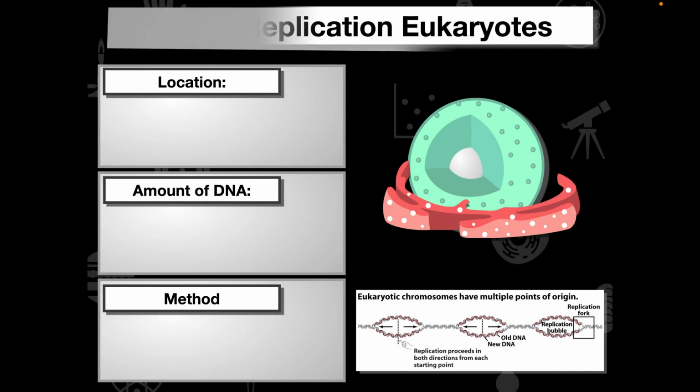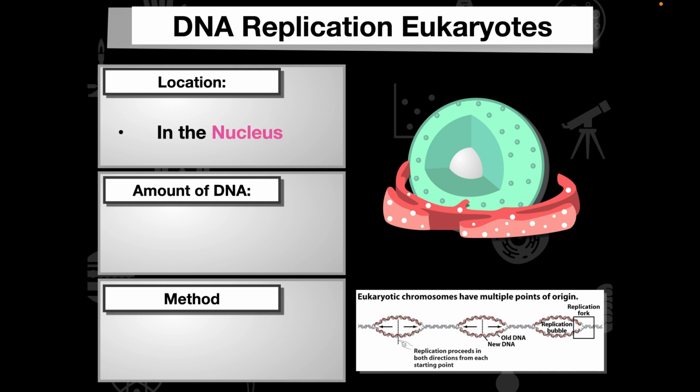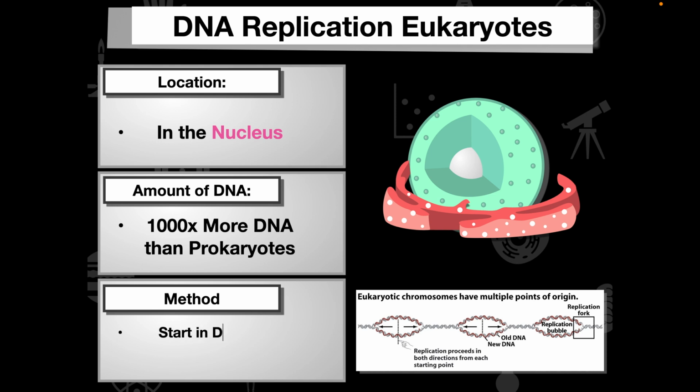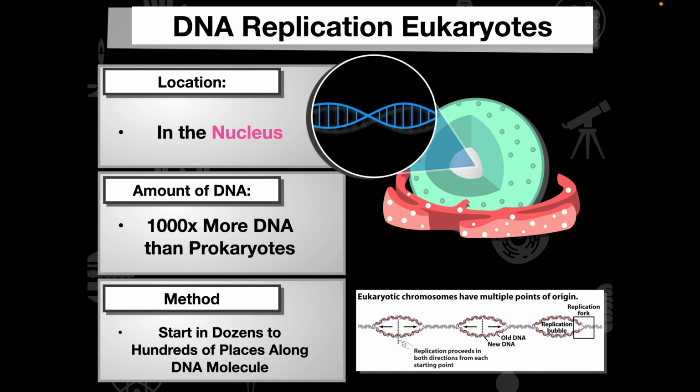Now, if we review DNA replication in eukaryotes, where is it going to occur? The location is going to be in the nucleus. We're going to see that the quantity of DNA is going to be 1,000 times more than prokaryotes. The method is what we looked at in the last video. But the difference is it's going to start in dozens to hundreds of places, and it's going to create hundreds of replication forks.